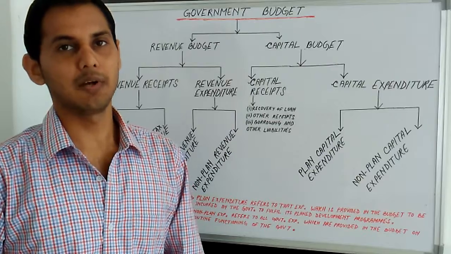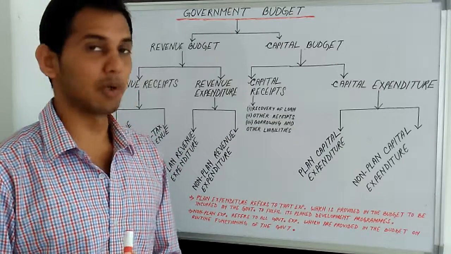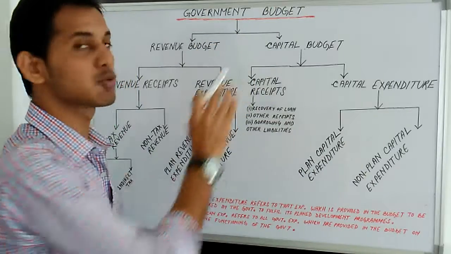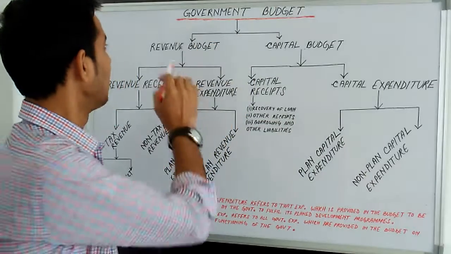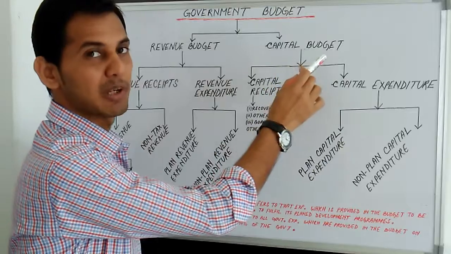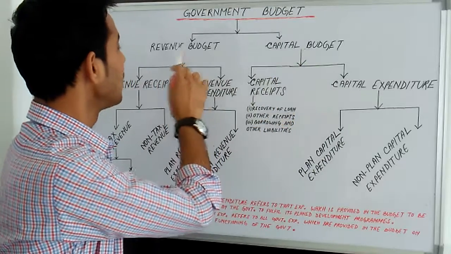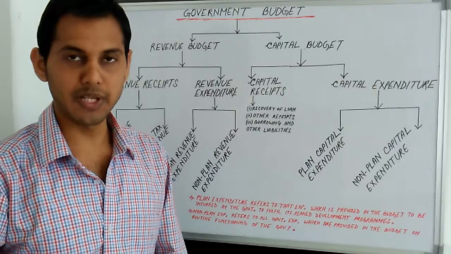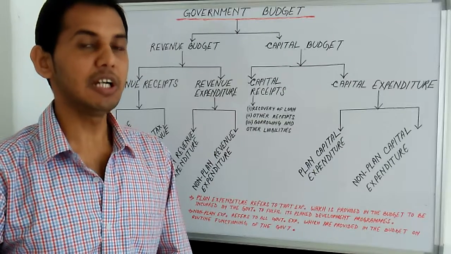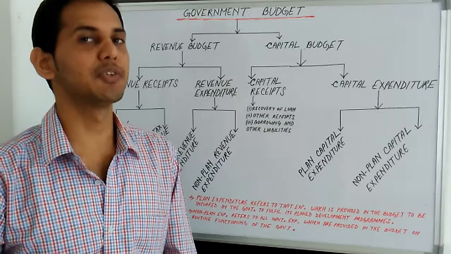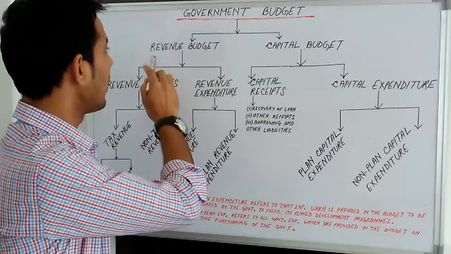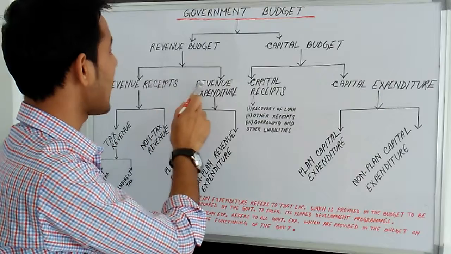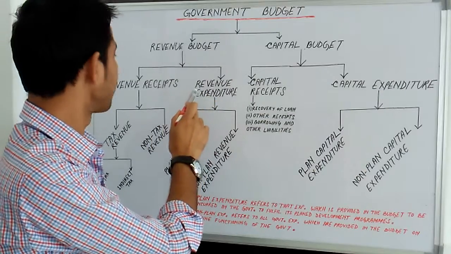So first of all, components of the government budget. So budget has two broad components, revenue budget and capital budget. Revenue budget shows the current receipts of the government and the expenditure that can be made from these receipts. So revenue budget consists of revenue receipts and revenue expenditure.